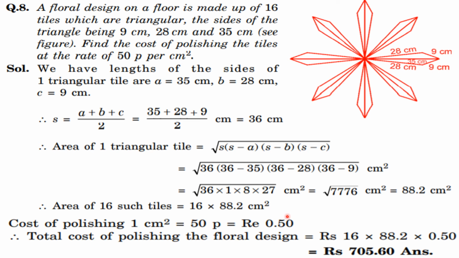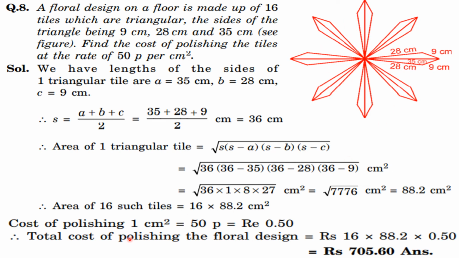Therefore, the area of 16 such tiles is equal to 16 into the area of one tile, which is 88.2. Understood this step, my children? Centimeter square. This is the area of this floral design.